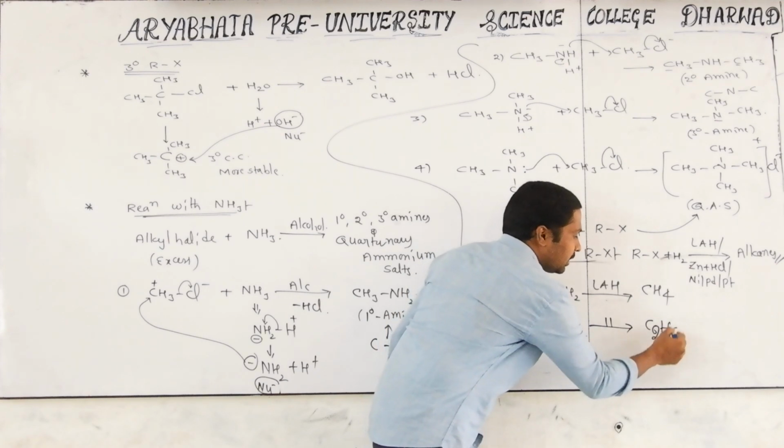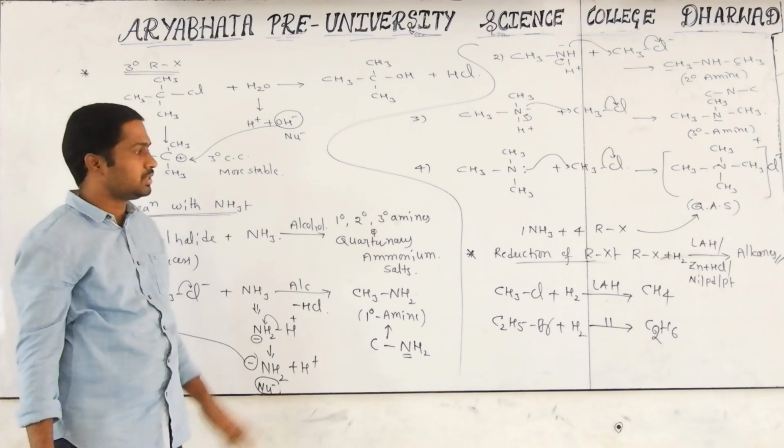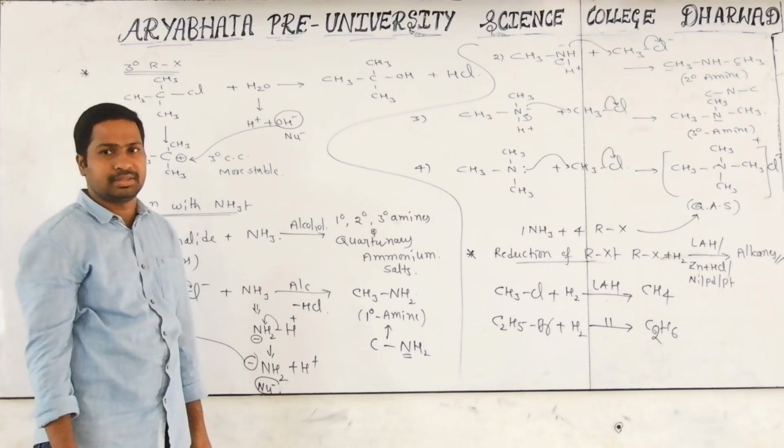Like that, alkyl halides undergo reduction with their suitable reducing agent. We are getting the corresponding alkanes.